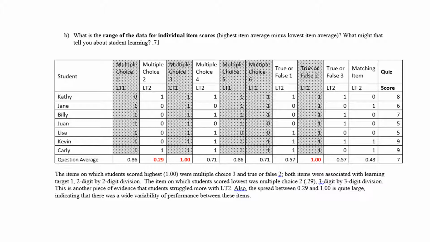The next thing we want to do is to determine the range of data for individual item scores. So just like we did previously, we have to think about, instead of high scores and low scores for students, now we're identifying the high scores for each individual item on the quiz and the low scores. So if we look across the bottom row, we see that there were a couple of items that students scored very well on.